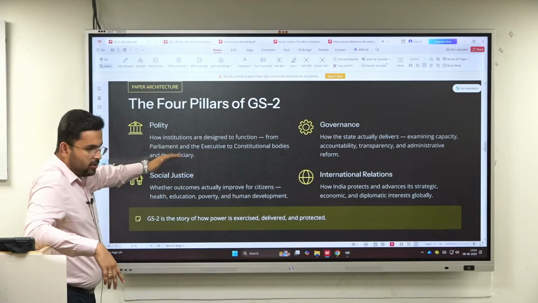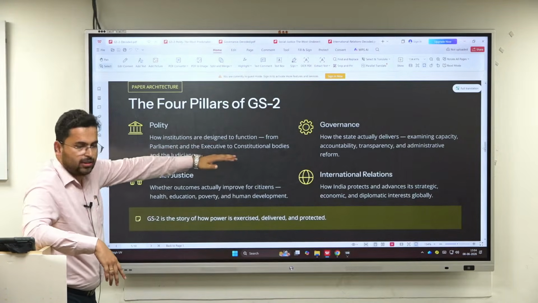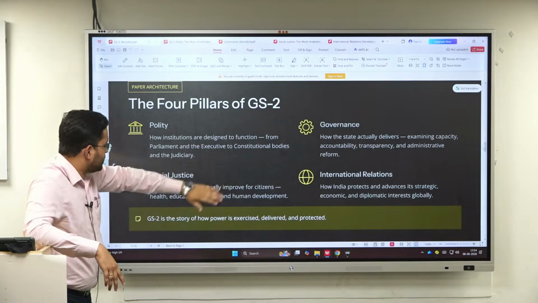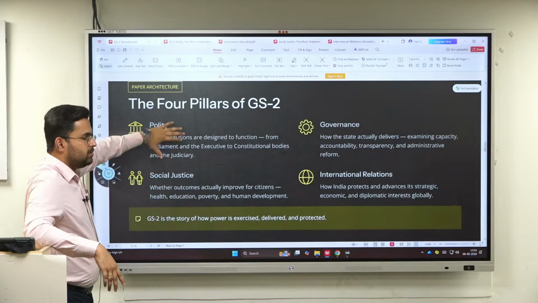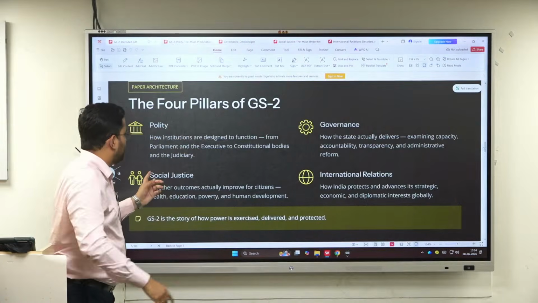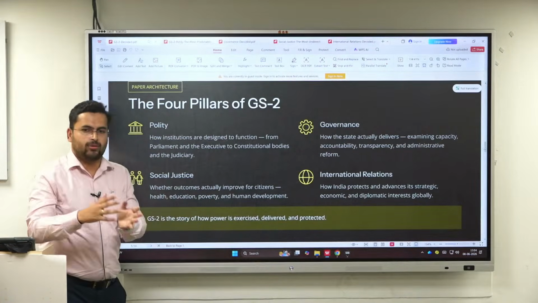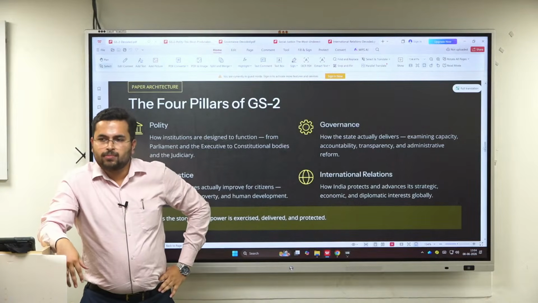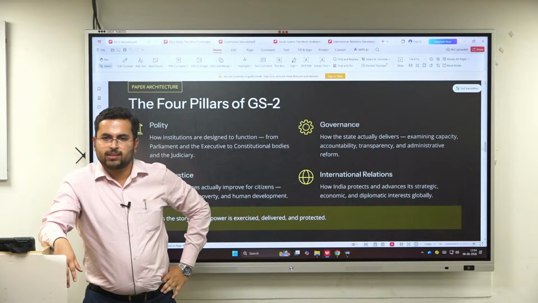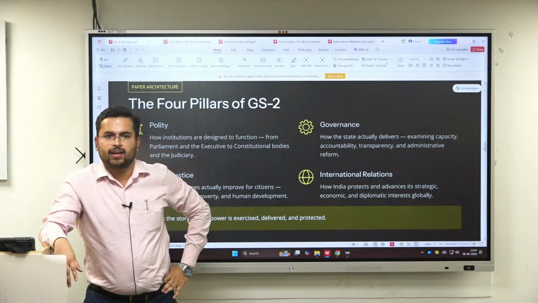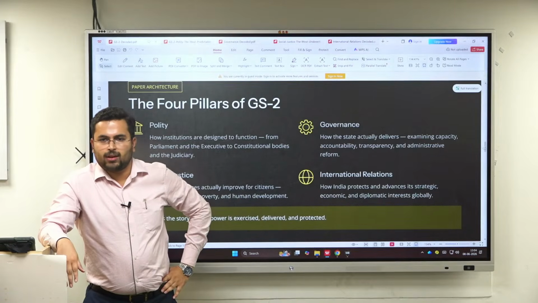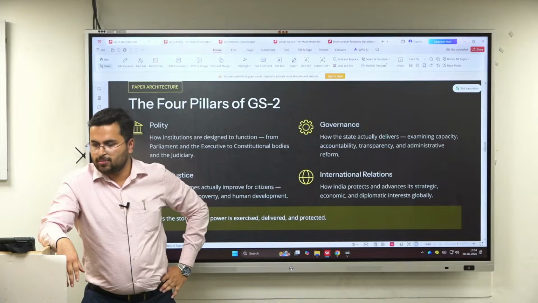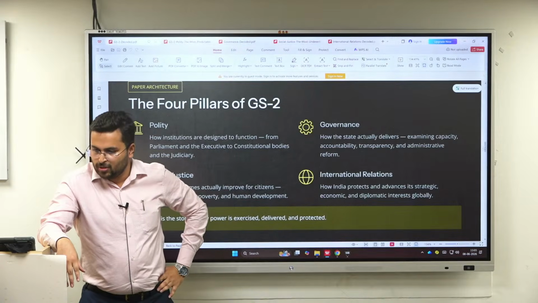In polity, it's about how institutions are designed to function, from parliament and the executive to the constitutional bodies and the judiciary. Your understanding should be about how institutions are designed to function, and not just cramming up all the constitutional provisions and articles and saying, "I'm done with M. Lakshmikant and I can ace the polity part of GS-2."